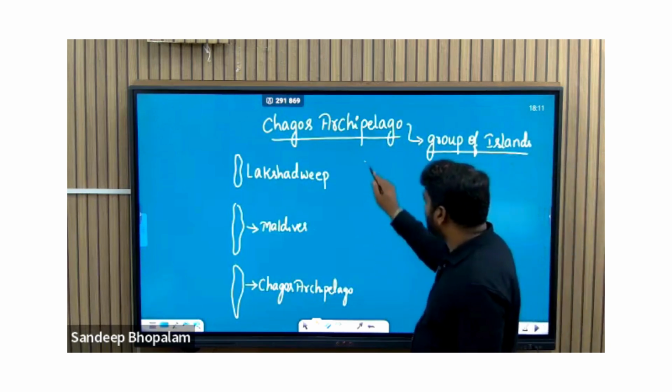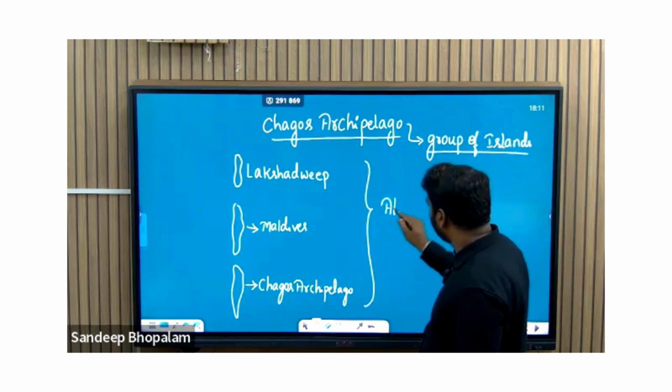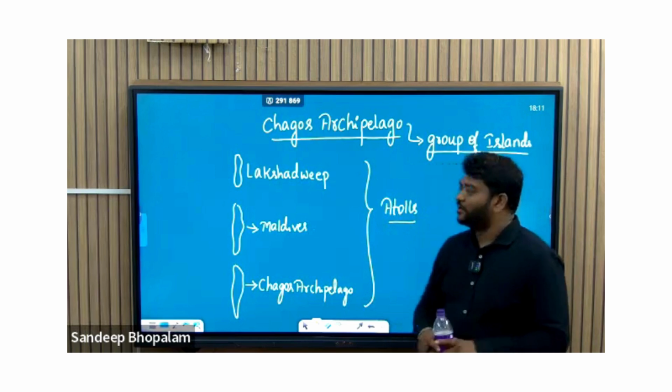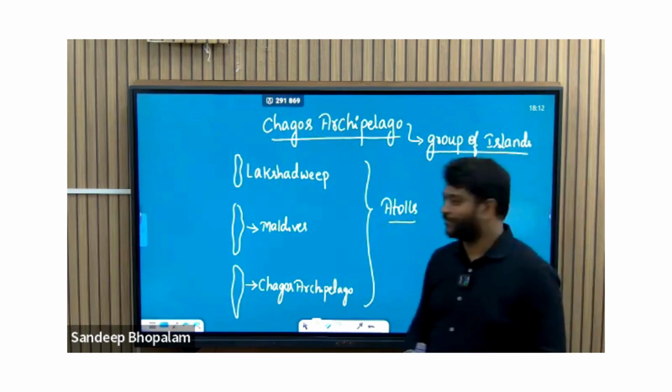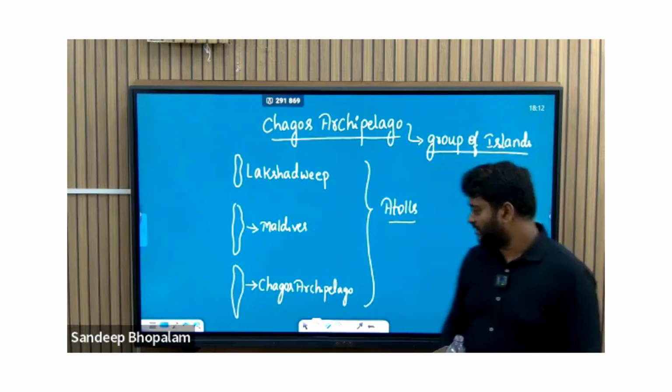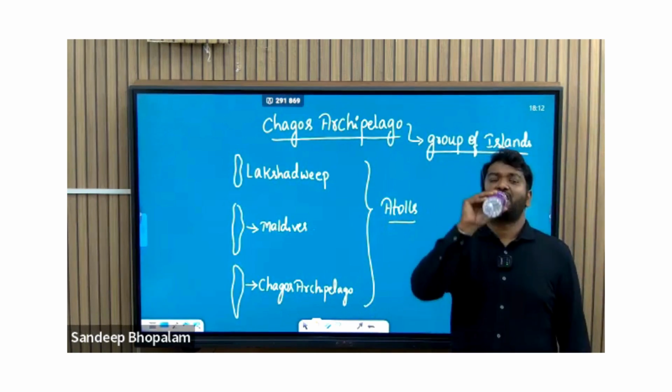Please understand, all these, geographically speaking, are atolls. So last year, Lakshadweep was in news. Maldives and India was in news. Now Chagos Archipelago is in news.